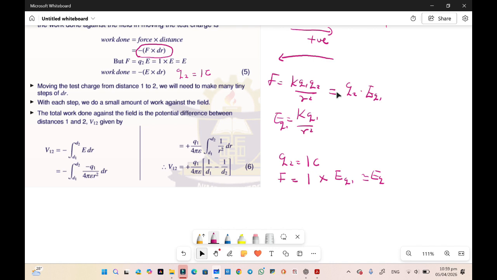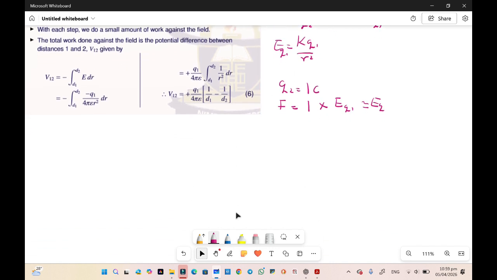All right, so now replacing the work done with the potential energy, because that is what we are actually working with, then that potential energy, for any short distance, is equal to E dr.